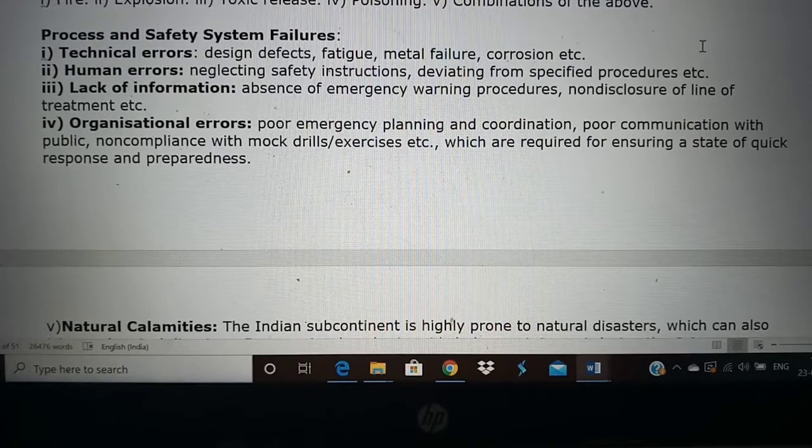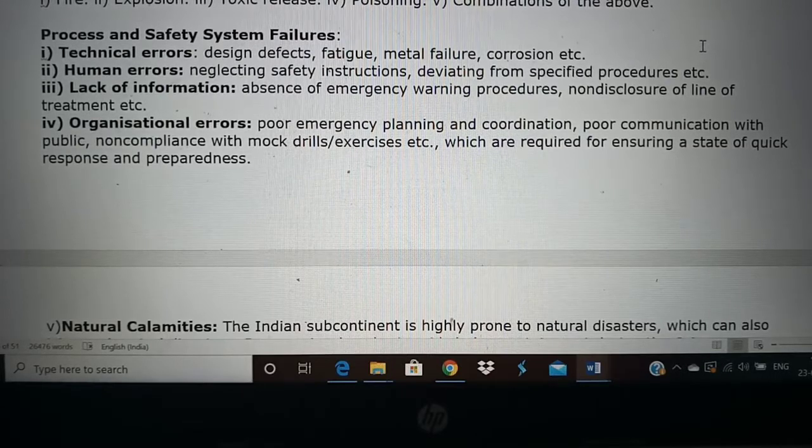So how do these chemical hazards occur? First thing is a technical error. Whenever there is a design defect, in the design of the material, the storage container, or the building, or if there is fatigue, meaning that because of continuous use the same thing gets broken, or if there is failure in the metal, that is, if there is reinforcing steel which is tightened by screws, over a period of time it can get rusted and then it can fall off. So these are technical errors.